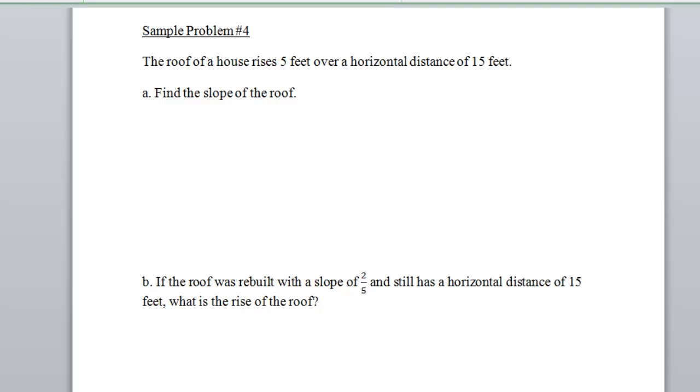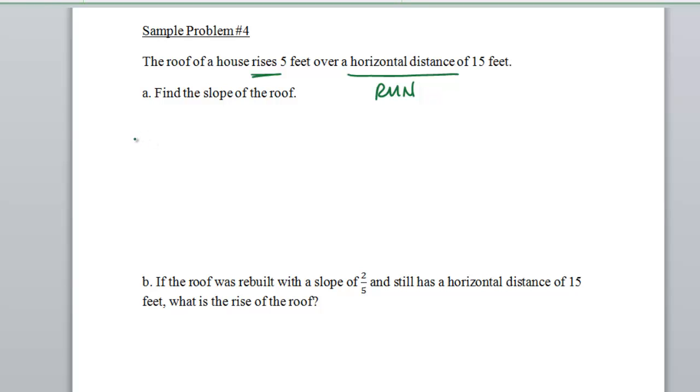Okay, so coming back here to sample problem number 4, we can see that the roof rises 5 feet, and so we see the word rises, and that's pretty clear. And this says over a horizontal distance of 15 feet. Now this is a little less clear, and so what we're dealing with here is a horizontal distance. What that's really referring to is the run. Remember, run is the horizontal back and forth, and the rise is the vertical. And so it says find the slope of a roof.